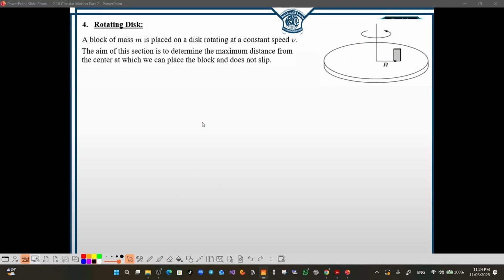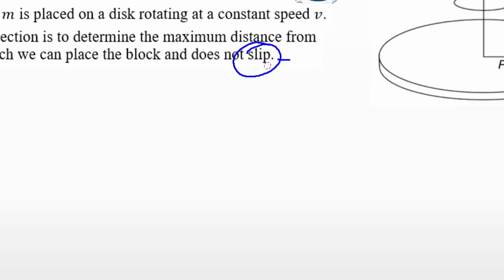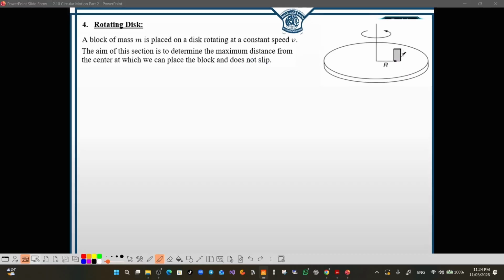Now, the aim of this section is to determine the maximum distance from the center at which we can place the block and it does not slip. And I mean by does not slip that it is not moving outward. So there is no motion outward. It will remain in this region. So it's moving along this highlighted line.